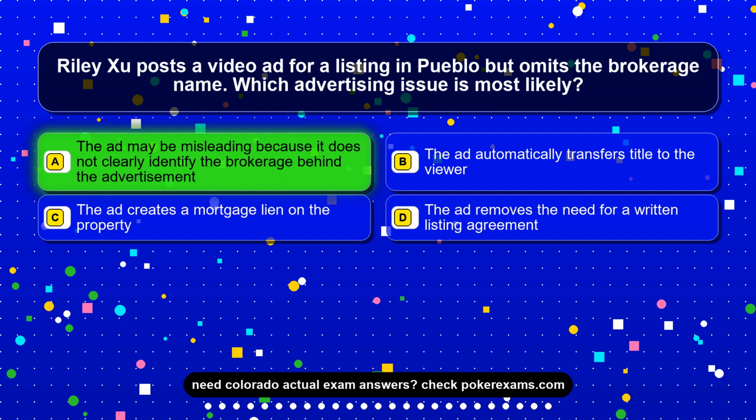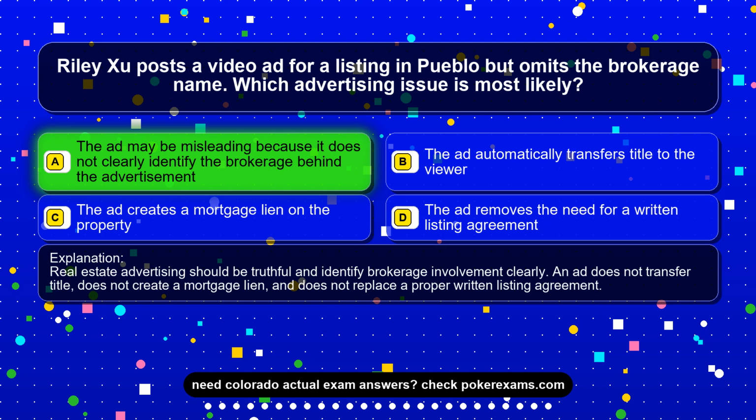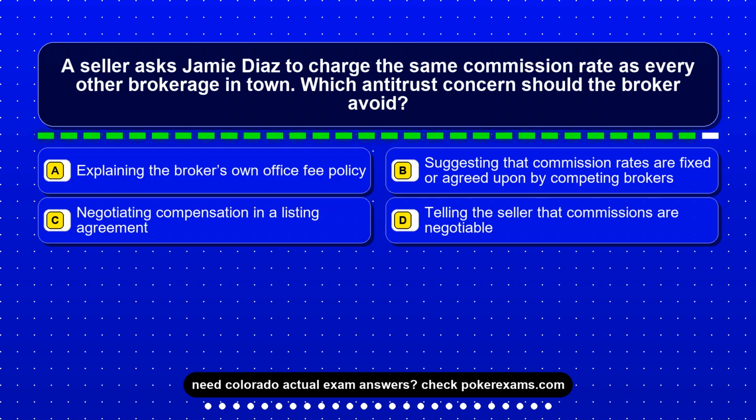The correct answer is option A. The ad may be misleading because it does not clearly identify the brokerage behind the advertisement. Real estate advertising should be truthful and identify brokerage involvement clearly. An ad does not transfer title, does not create a mortgage lien, and does not replace a proper written listing agreement.